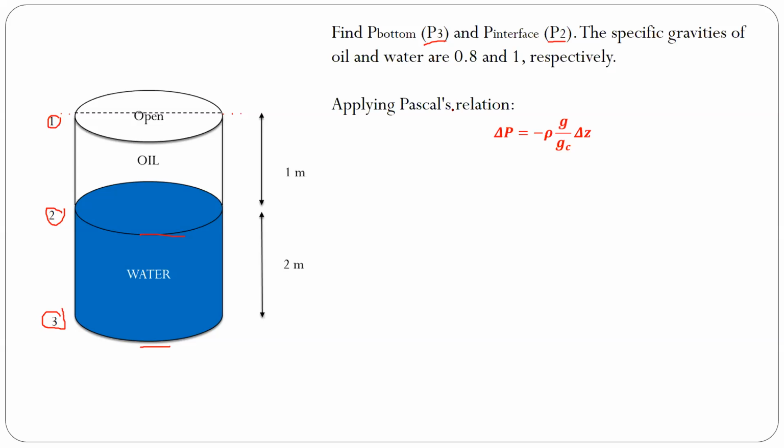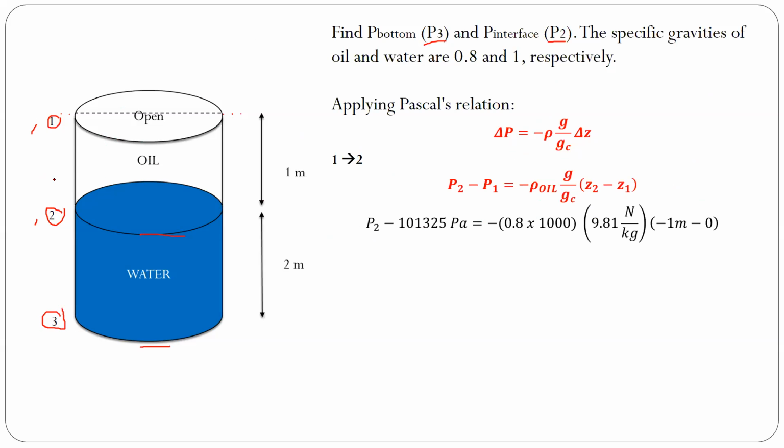Let's apply Pascal's relation. We can assume na wala namang given kasing temperature, so maybe it's incompressible, so we can use this relation. So let's go first dun sa oil. Okay, yung 1 to 2. So that's oil. So applying the equation, magiging P2 minus P1 equals negative rho oil, kasi oil lang siya, G over GC, Z2 minus Z1.